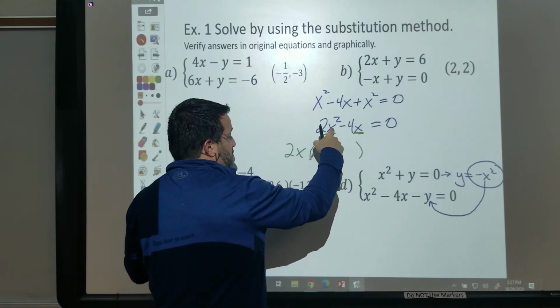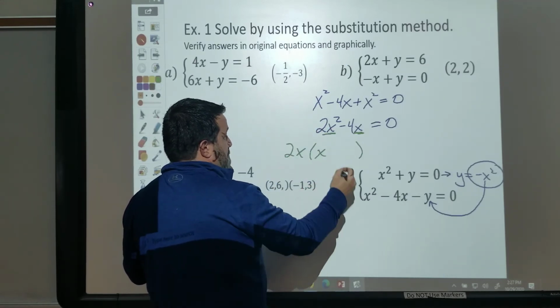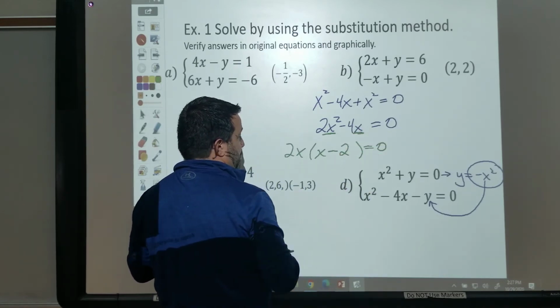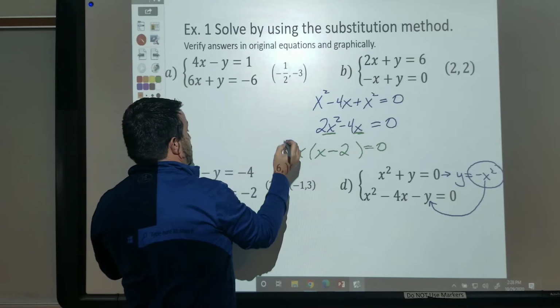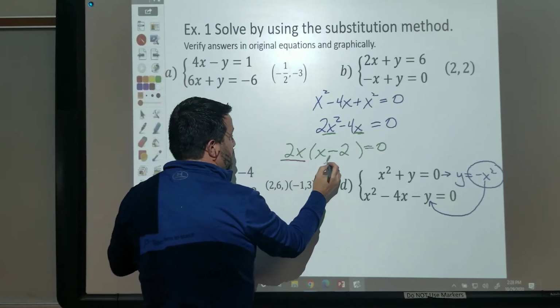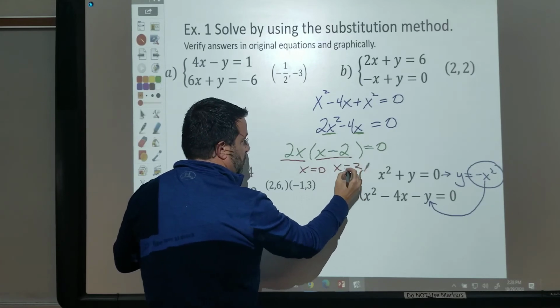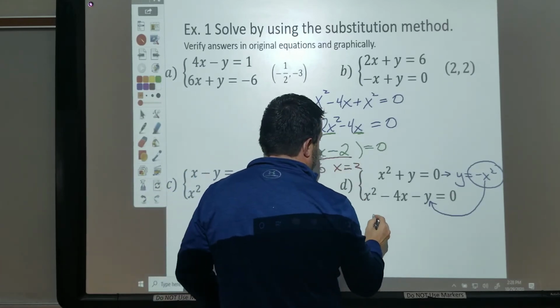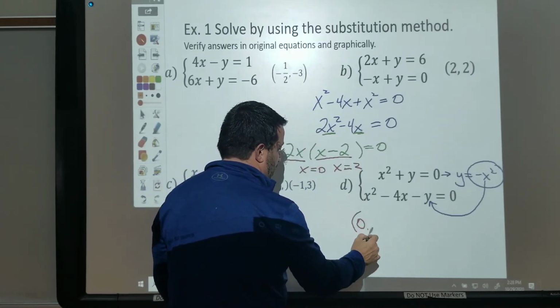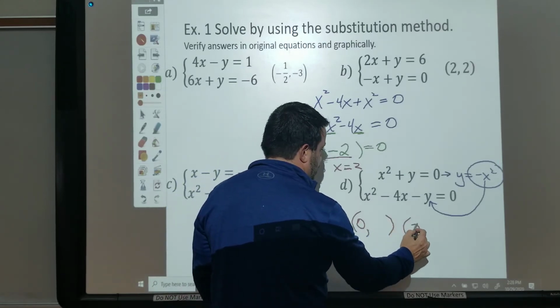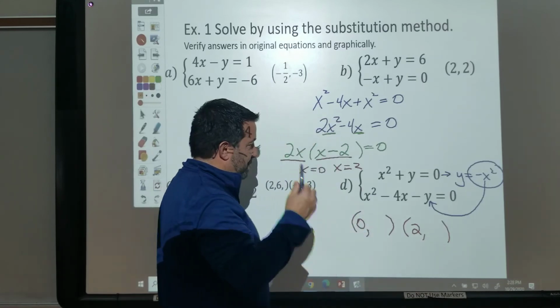So if I take a 2x out of this, I'm left with an x. Minus, take a 2x out of this, I'm left with a 2 equals 0. I have two factors. Set this factor and this factor each equal to 0. You get x equals 0 and you get x equals 2. So I have two solutions. One is going to have an x value of 0, and the other one is going to have an x value of 2. And then I need to find both of those.